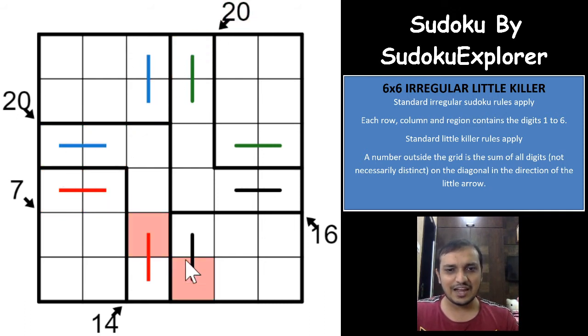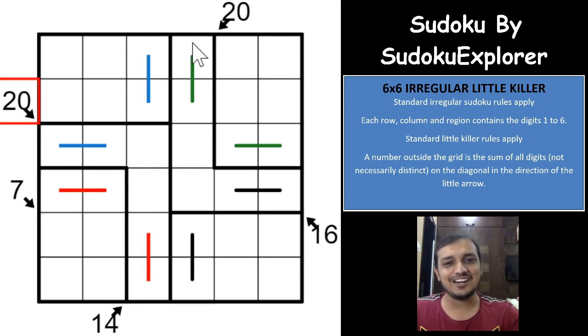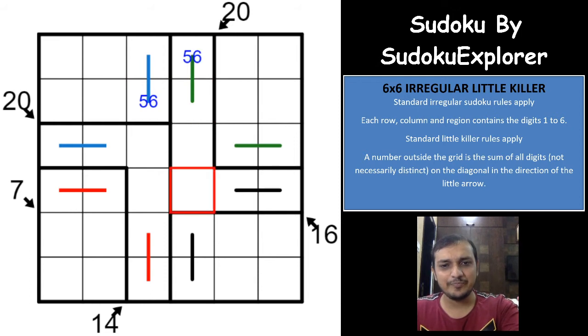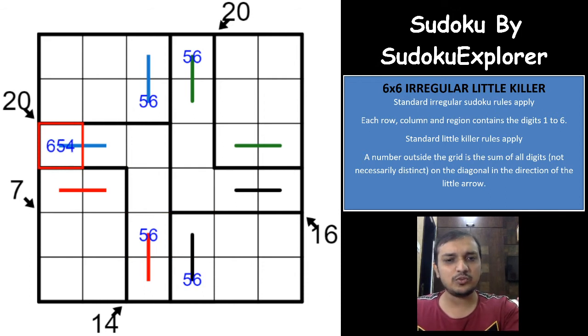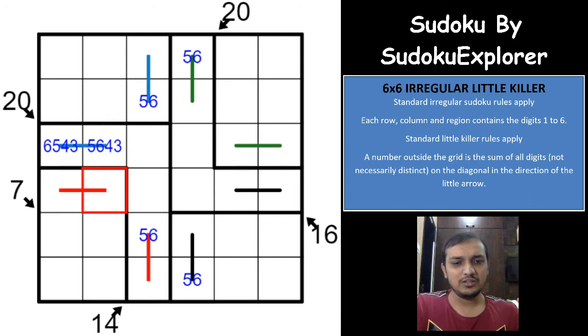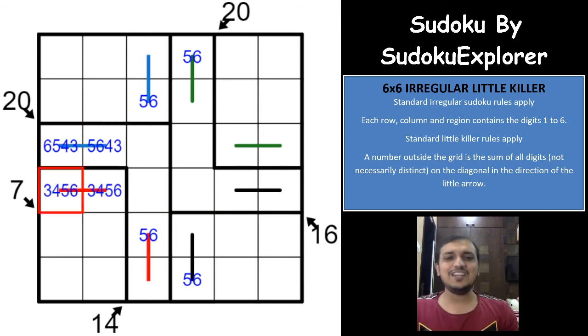Now which means that, really excellent logic, guys, these two digits and these two digits will be 6 and 5, 6 and 5. These two digits will be 6 and 5, 6 and 5, and these four digits would have to be 6543, right?